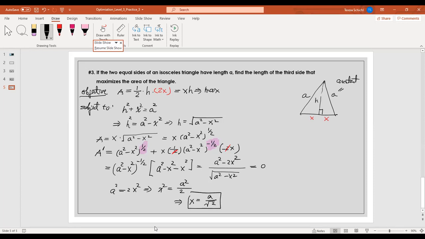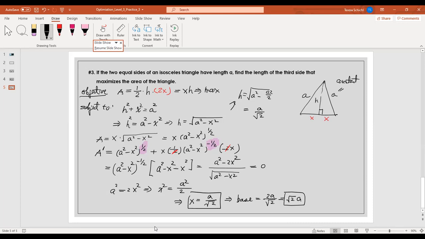Okay, so if a is the square root of 2, then let's see. My base here will be the 2x, right? So it will be 2a over the square root of 2, or you can say the square root of 2 times a. Okay, now let's see my height here. My height is equal to the square root of a squared minus x squared. So it's a squared minus (a squared over 2). So the height is the same, so it's a over the square root of 2.